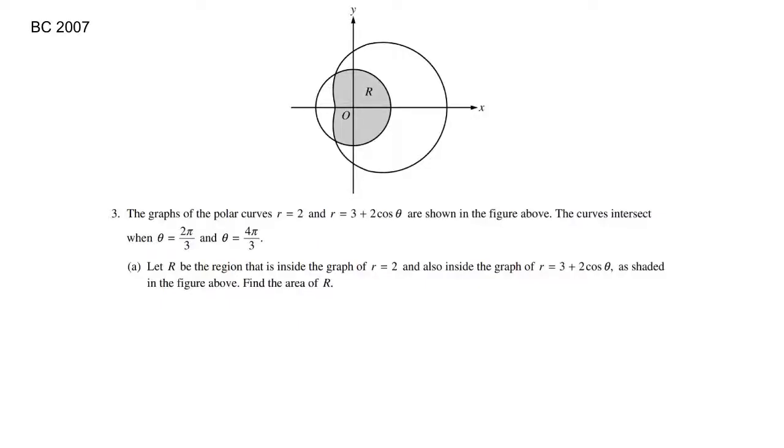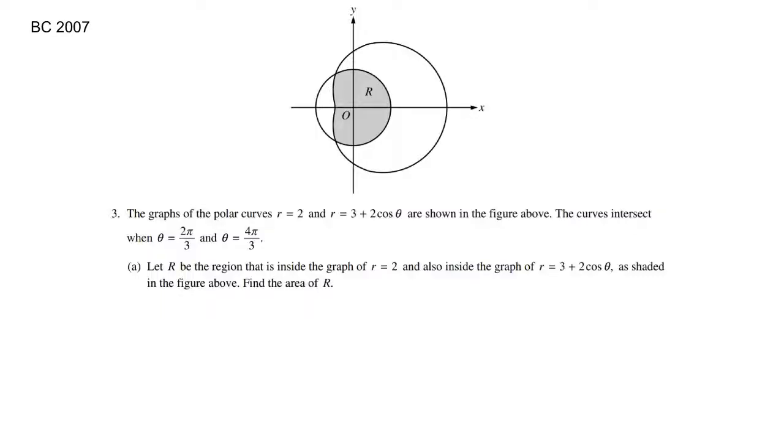Okay, this next question came from the 2007 free response BC test. And here, very similar to the other question we just worked through. The graphs of the polar curves r equals 2 and r equals 3 plus 2 cosine theta are shown in the figure above. The curves intersect at 2 pi over 3 and 4 pi over 3, and I always would go ahead and note that. To me, that's something to be aware of for sure, especially when we're writing out our formula. So again, I would make that note.